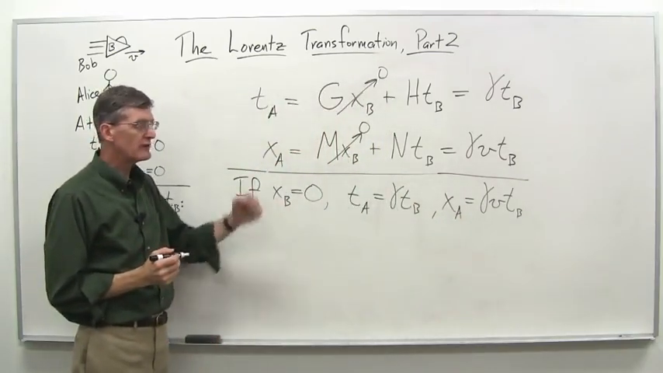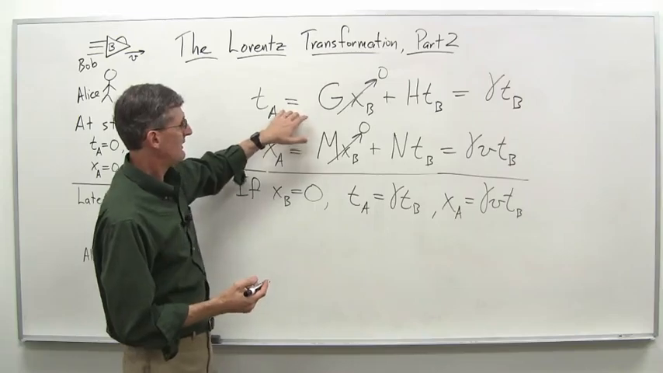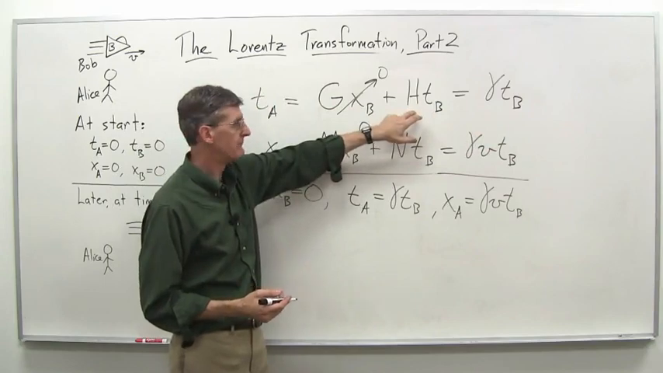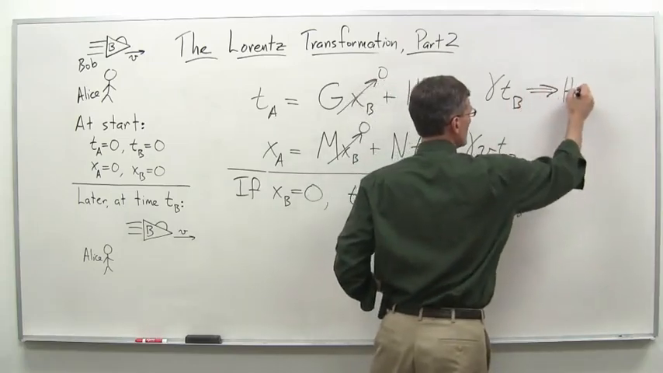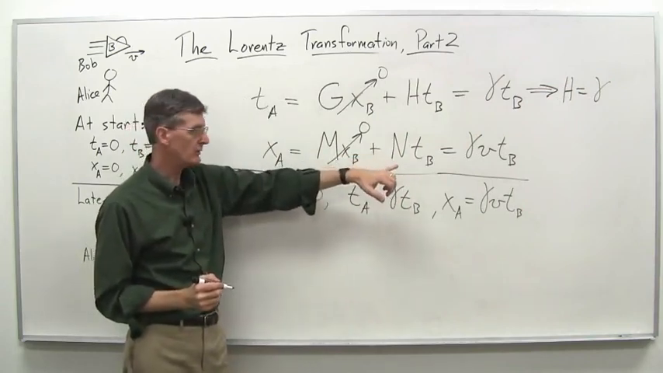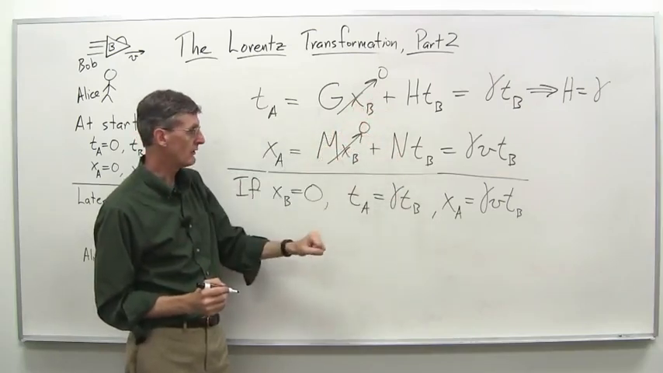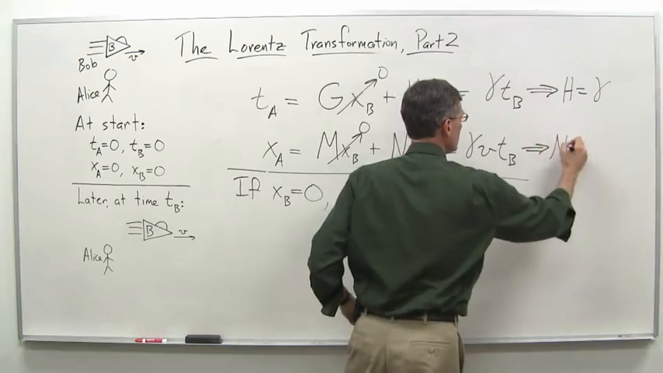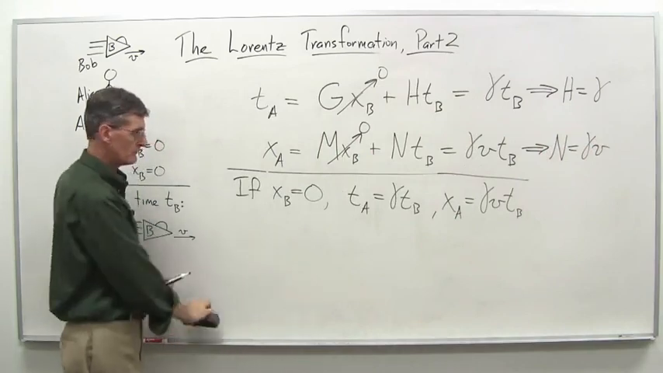And lo and behold, immediately you can see what H and N are. And you've probably already seen it. If TA equals gamma TB and also equals HTB, clearly H equals gamma, right? HTB equals gamma TB. So this implies H equals gamma. And for this one, XA equals gamma V TB, which equals N TB in our general form, linear form of our transformation equations. And therefore, this implies N equals gamma V.